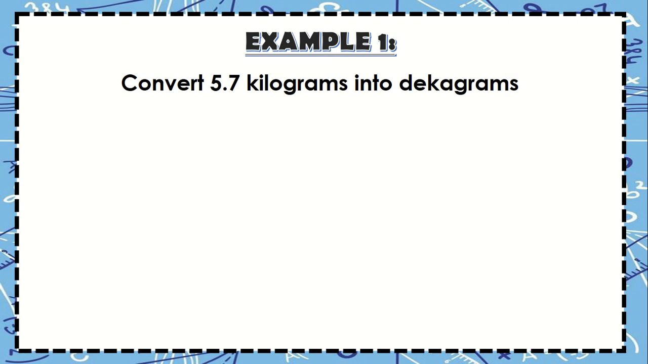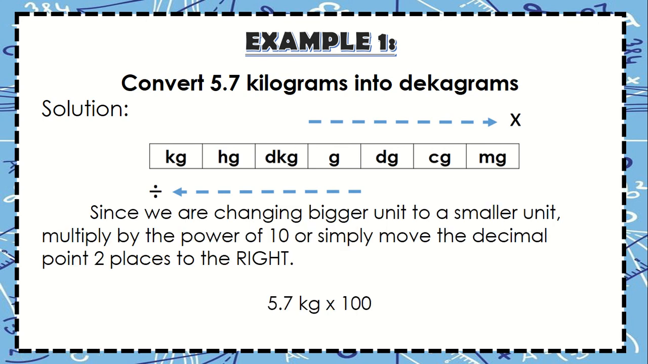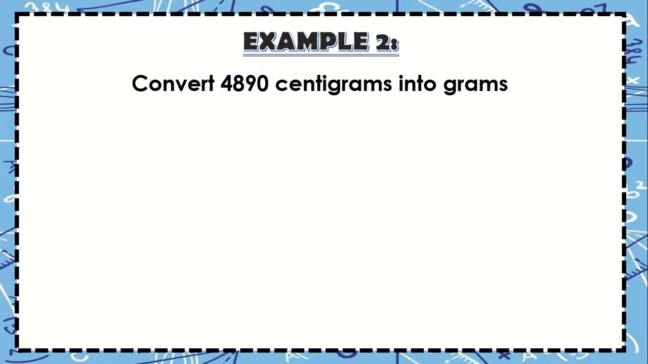For example, you are asked to convert 5.7 kilograms into decagrams. So, tingnan natin yung ating illustration. Kilograms to decagrams. So, ilang step yon? Papunta sa kanan. So, 1 times 10 times 10 ulit. Hectogram papunta sa decagram, 100. So, 5.7 kilograms times 100 will give us 570 decagrams.